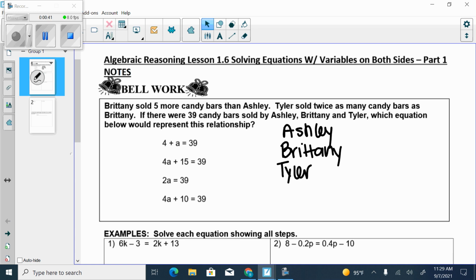So, first, it says that Brittany sold 5 more candy bars than Ashley. Do we know how many Ashley sold? No. So what should I put by Ashley's name? We don't know, right? So what do we put when we don't know? A variable. So I'm going to put A for Ashley.